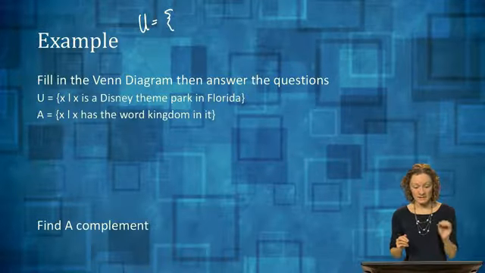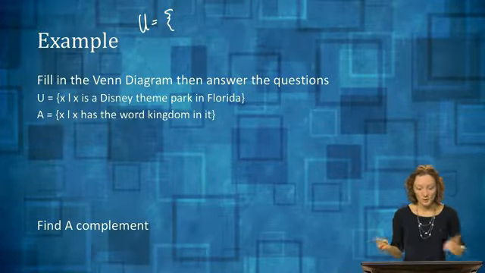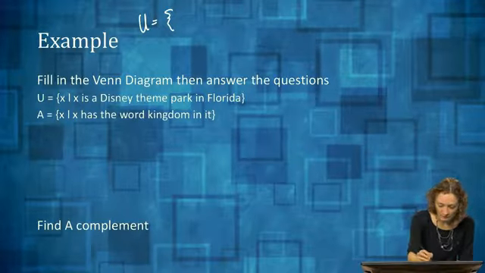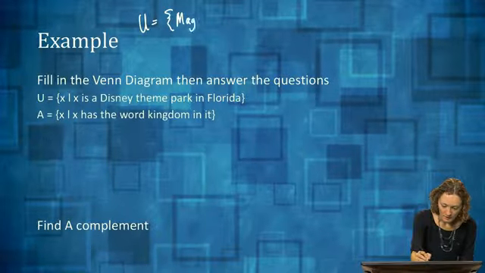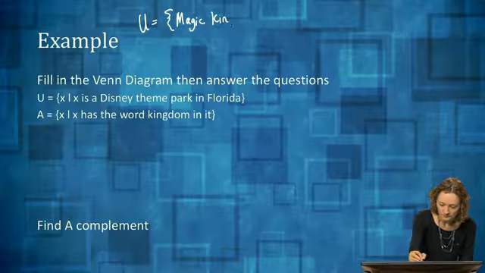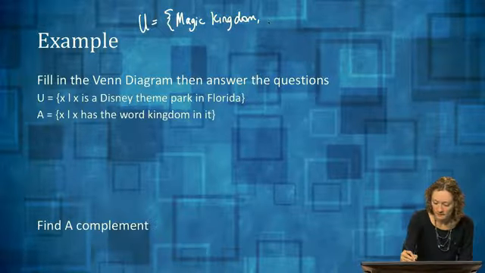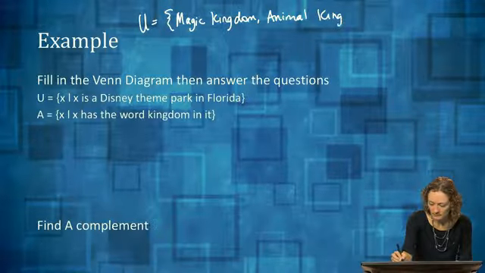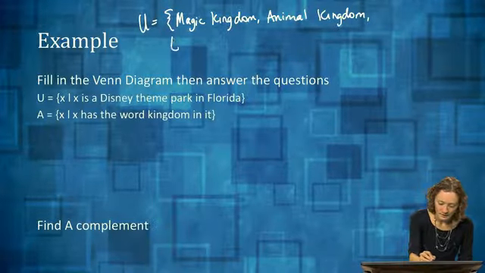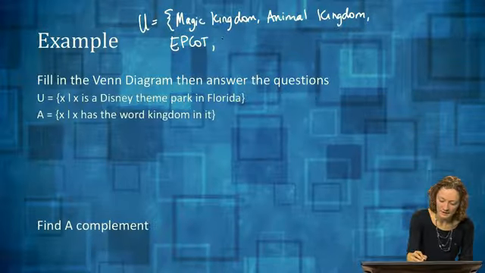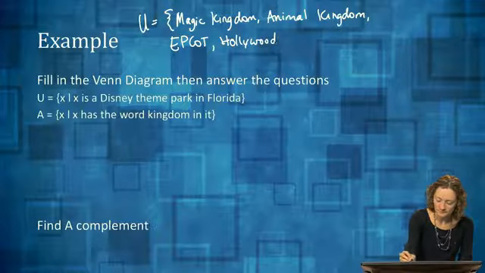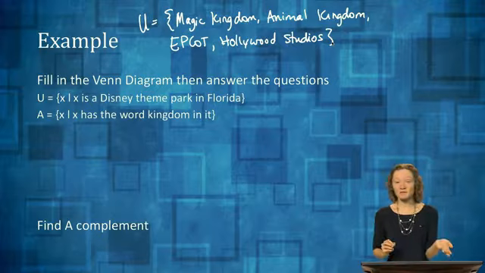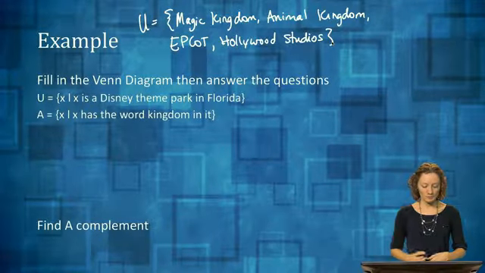It contains Disney theme parks in Florida. So what are those? We'll go with just the main four. We have Magic Kingdom, Animal Kingdom, Epcot, and Hollywood Studios. This is just converting that set builder notation to roster form.